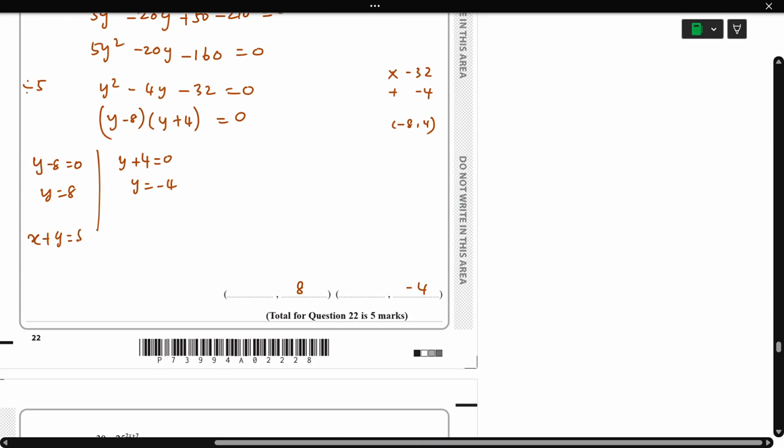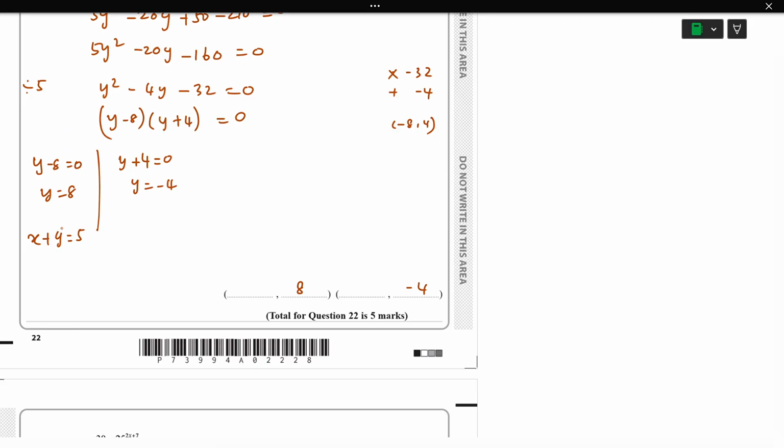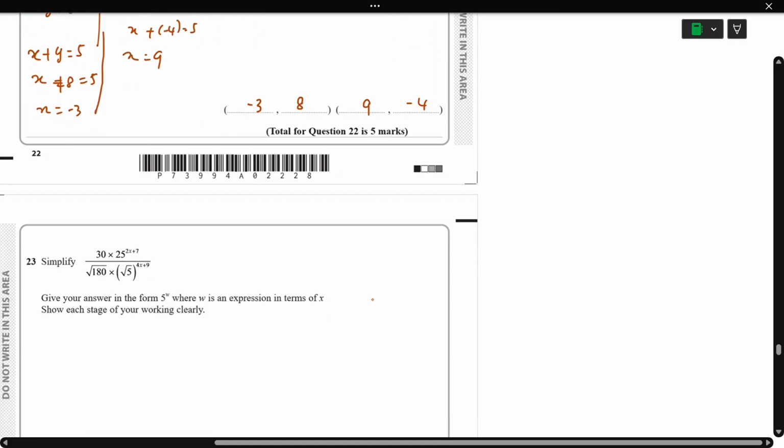X plus y equal to 5. So I substitute the y value here, y equal to 8: x plus 8 equal to 5, so x equal to negative 3. Next, here also the same, y equal to negative 4. So x plus negative 4 equal to 5, so x equal to 9. So here the answer is 9. Okay, the final answer: negative 3 comma 8 and 9 comma negative 4.